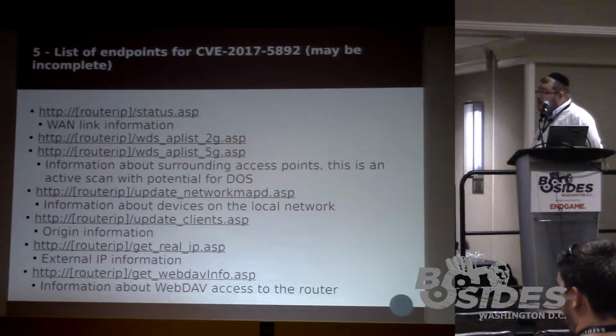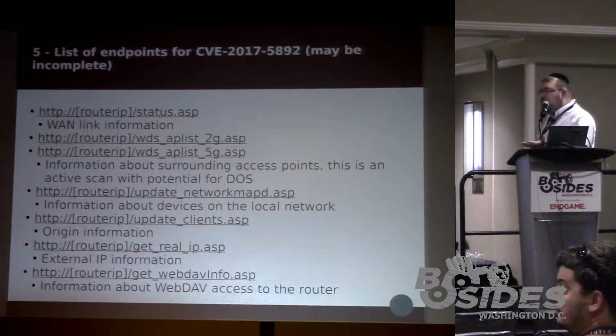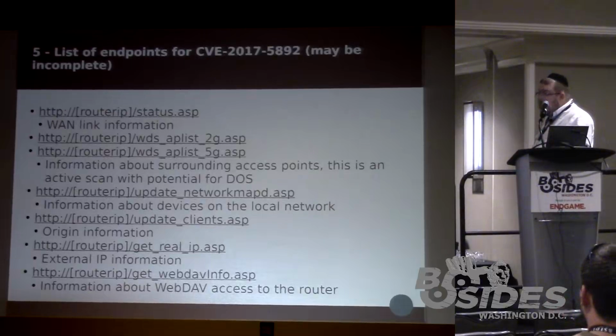The next one gives you information about the local network. You get origin information. There's information about the external IP. The last one can open WebDAV access to the router. The WebDAV access is routed through another server. So all of these things are interesting, but I don't know how much you can do with them. They're interesting.